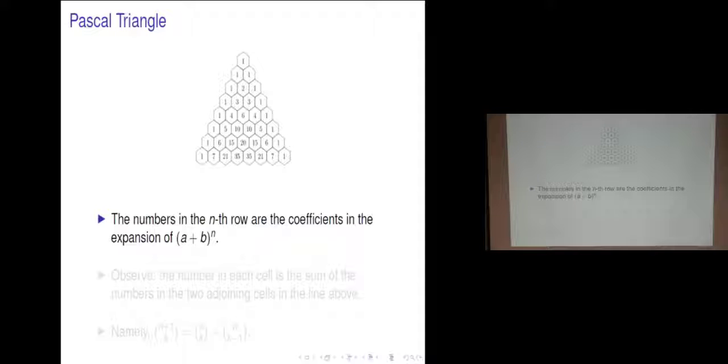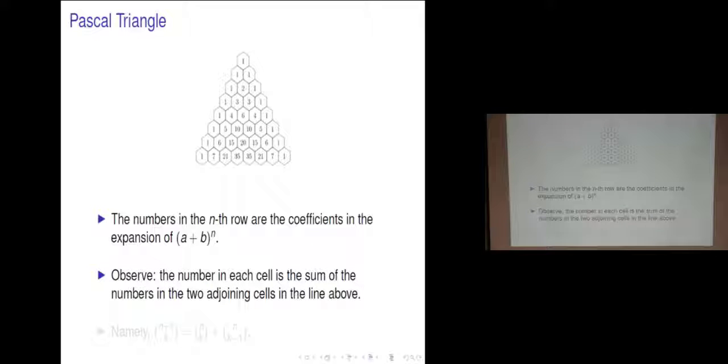For example, for the cube, this is 1, 3, 3, 1: a cubed plus 3a squared b plus 3b squared a plus b cubed. The numbers in the nth row are the coefficients in the expansion of (a plus b) to the n. Now observe this: the number in each cell is the sum of the numbers in the two adjoining cells in the line above.